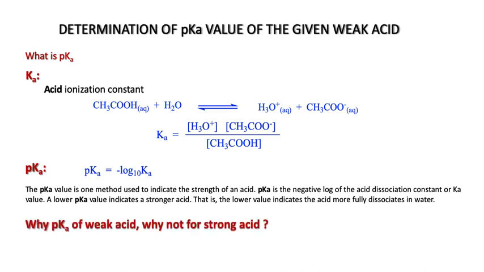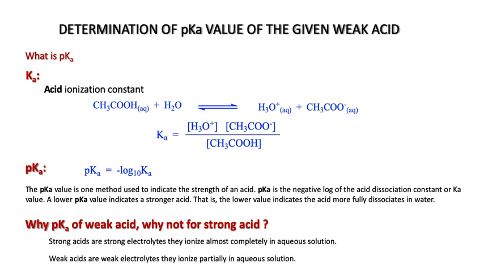Here the question arises: why only for a weak acid, why not for a strong acid? We know that strong acids, or strong electrolytes, dissociate completely. But weak acids dissociate partially, and it is very important to determine the pKa value of a given weak acid. And the method we are using here, using a pH meter, is the easiest method to determine the pKa.